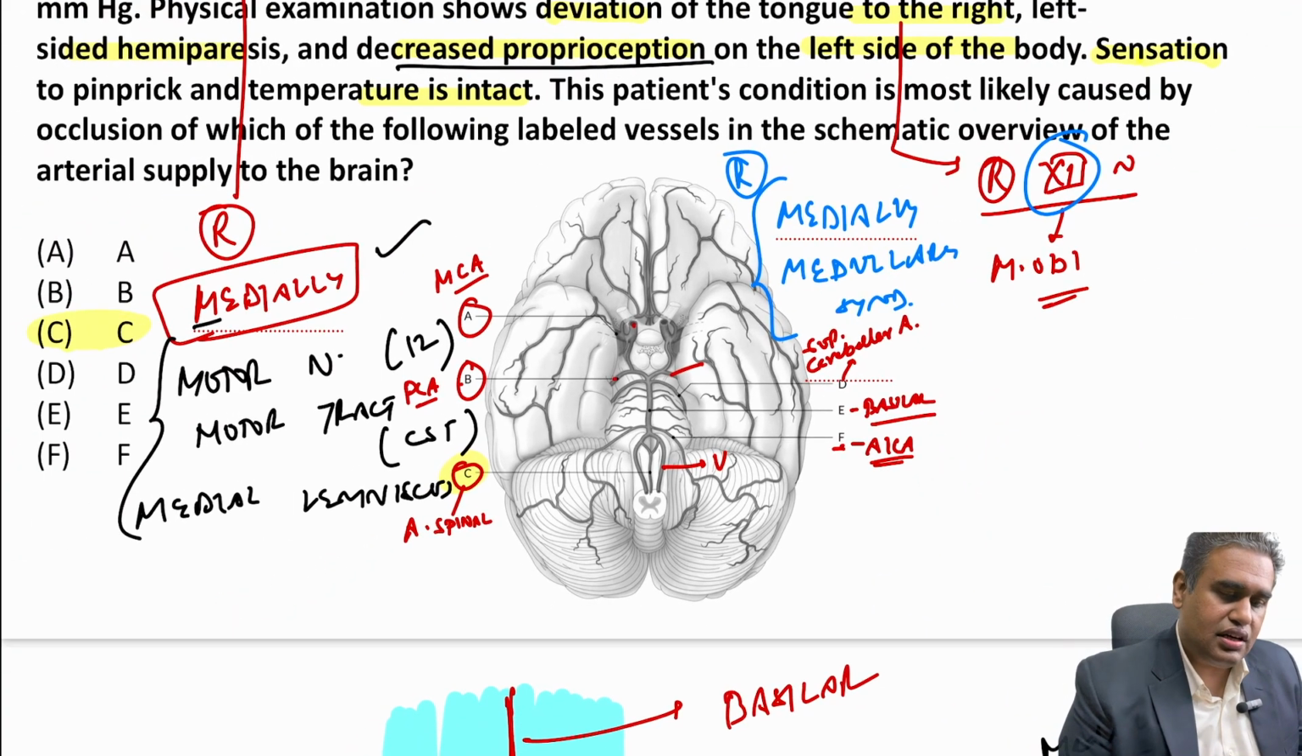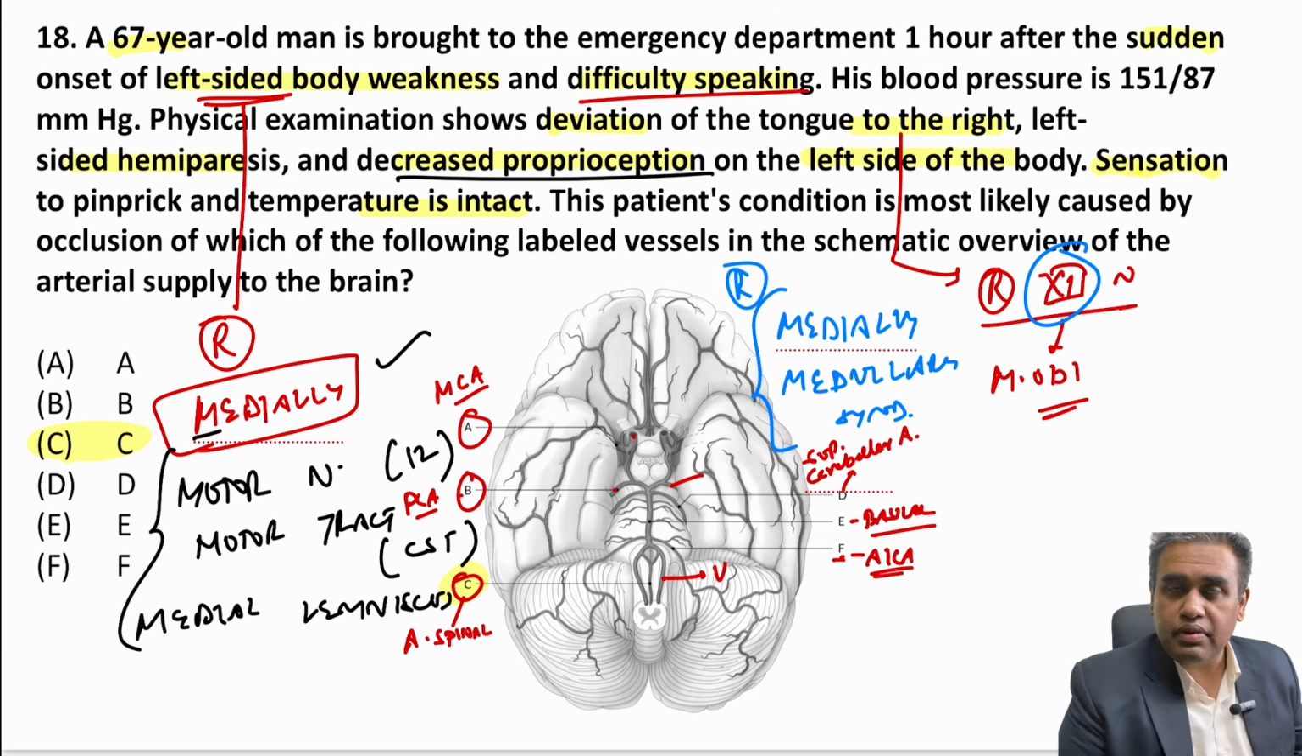A very good question. First of all, make a diagnosis, then apply your anatomical knowledge, see which artery is supplying where, and what could be the best possible answer. Hence, this is the answer.